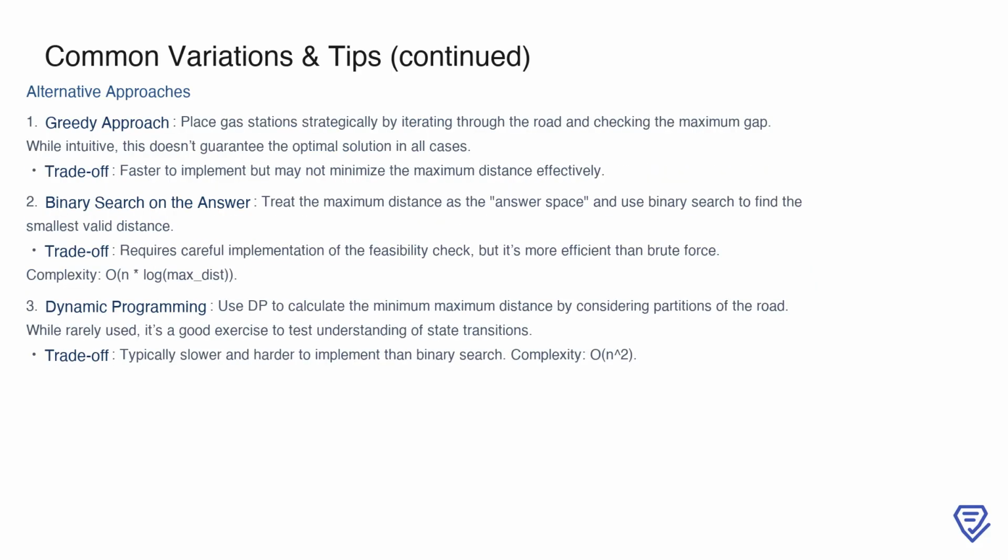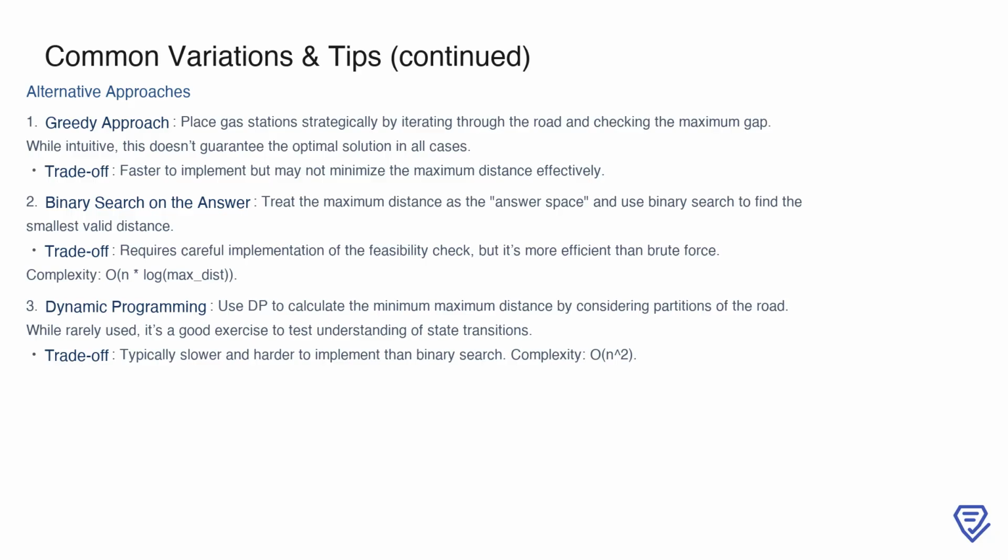Finally, let's discuss alternative approaches to solving this problem. One intuitive method is the greedy approach, where you place gas stations in a way that reduces the largest gap iteratively. While this method is fast to implement, it doesn't always guarantee the optimal solution, as it may overlook better global placements. A more efficient and reliable method is binary search on the answer space. Here, you treat the maximum allowable distance as the search range and iteratively narrow it down by checking the feasibility of your midpoint distance. This approach is highly efficient, with a time complexity of n log max distance, but it does require careful implementation of the feasibility check.